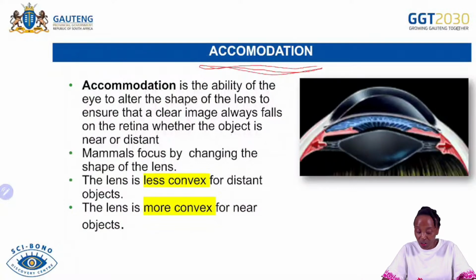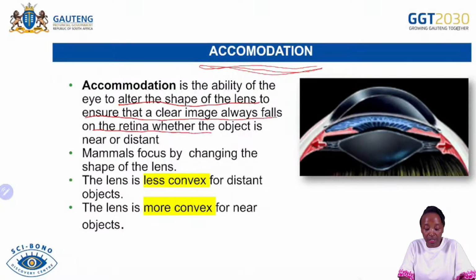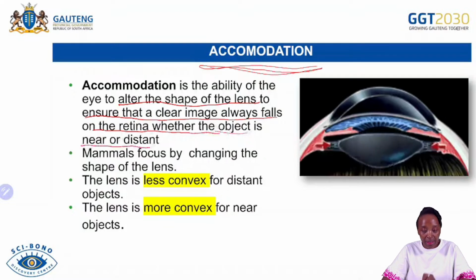Now, this is just a revision, remember. It is the ability of the eye to alter the shape of the lens to ensure that a clear image always falls onto the retina, whether the object is near or distant. So in other words, whether the object is far away or closer to you, at the end of the day, there should be a clear image that falls onto your retina, a clear image that will be interpreted in the cerebrum so that you are able to see.